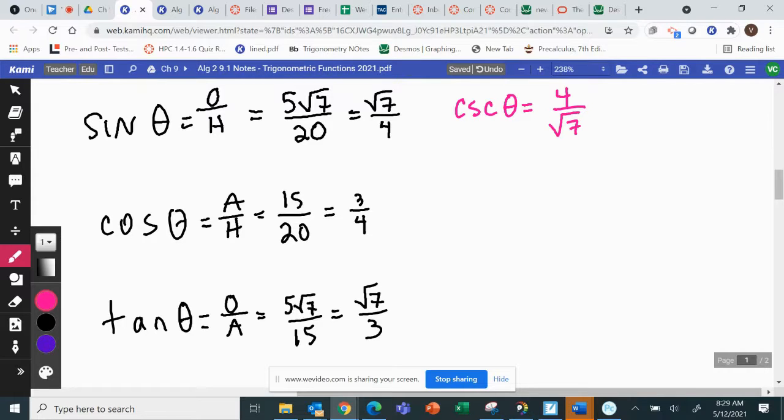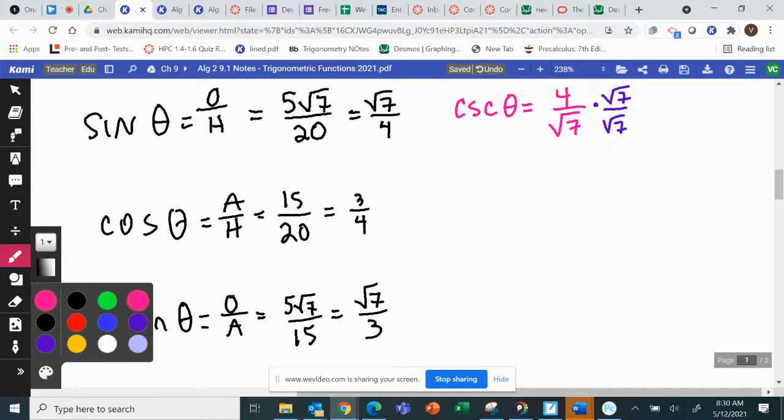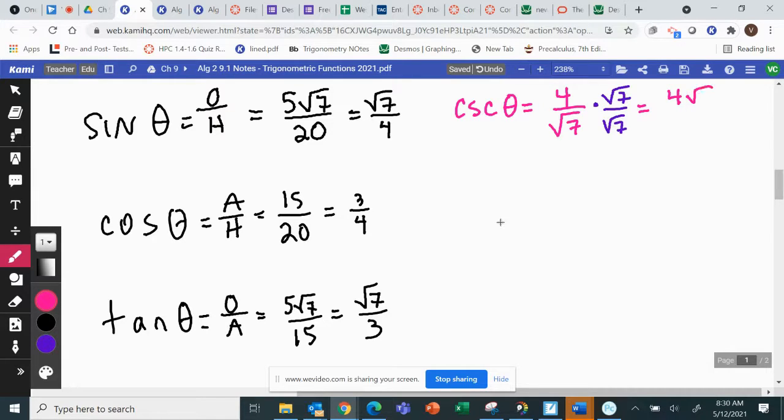Jacob, what's wrong? There's a radical in the denominator. Right, we can't have a radical in the denominator. We have to get rid of the radical in the denominator, so we're going to do what's called rationalize it, which we did in chapter 5. Multiply the top and the bottom by something that will make it a perfect square. So we get 4 square root 7 over 7. So that's our cosecant.